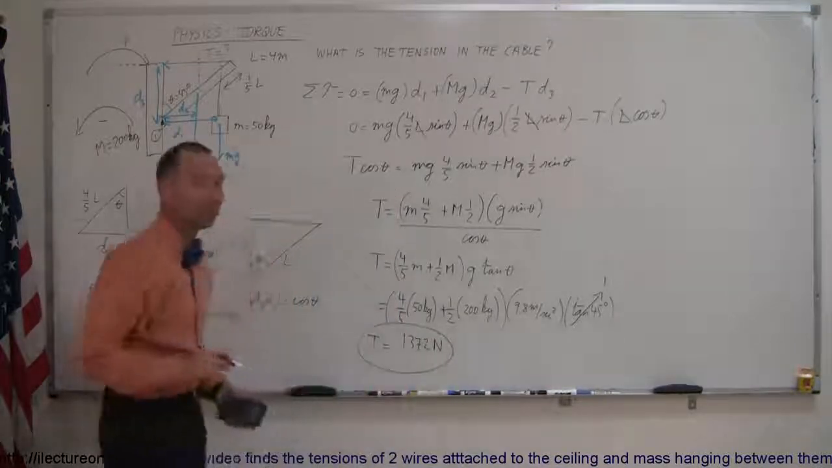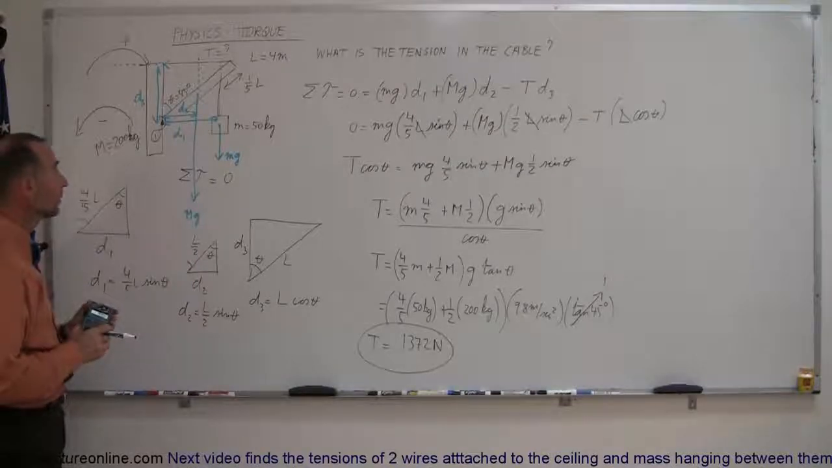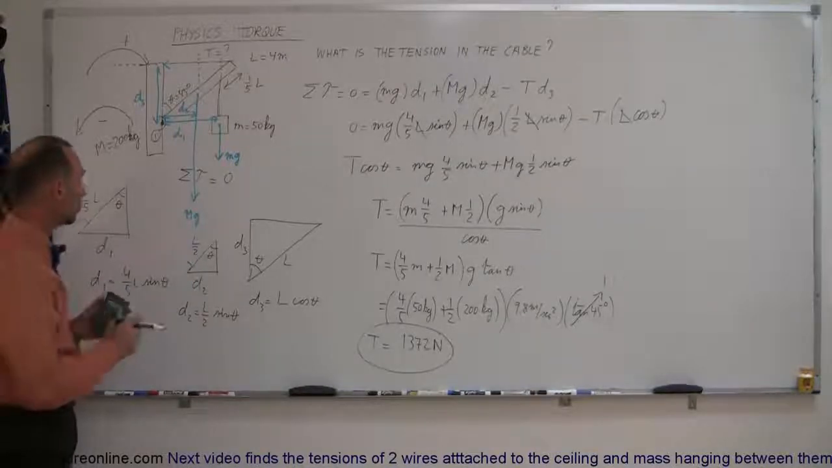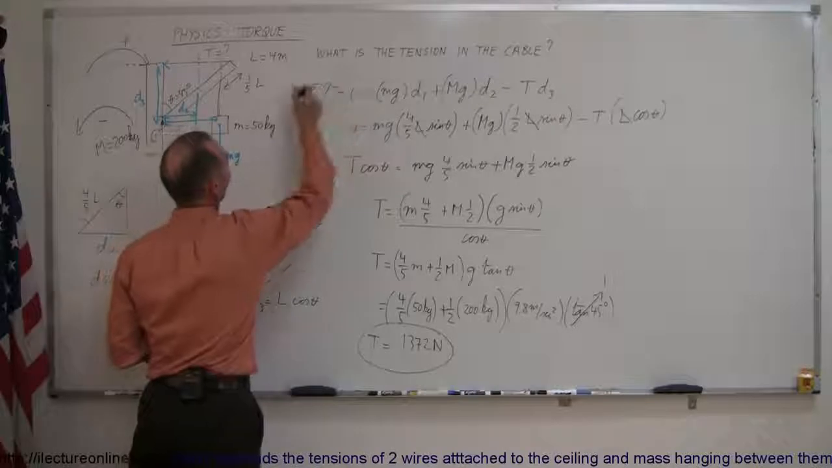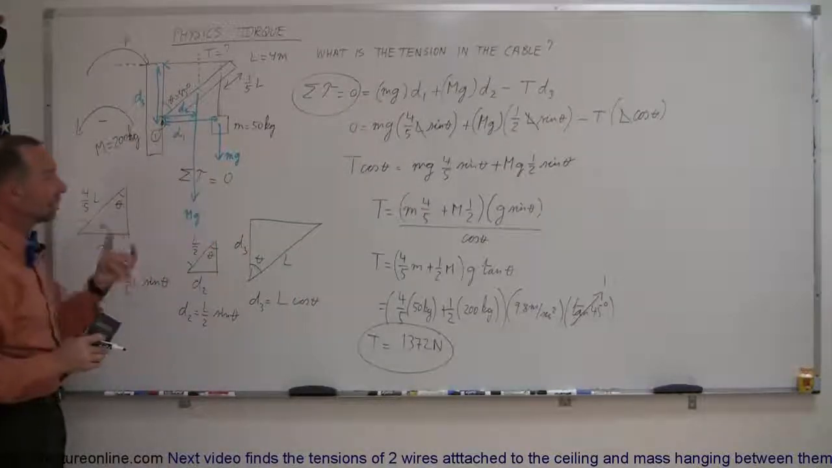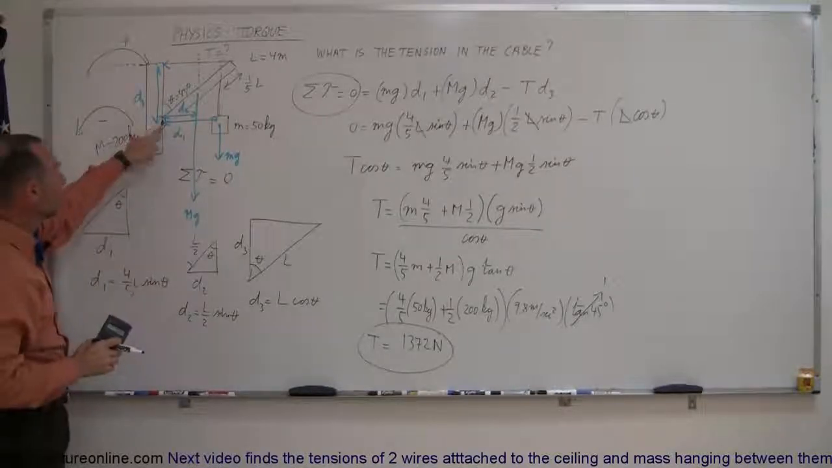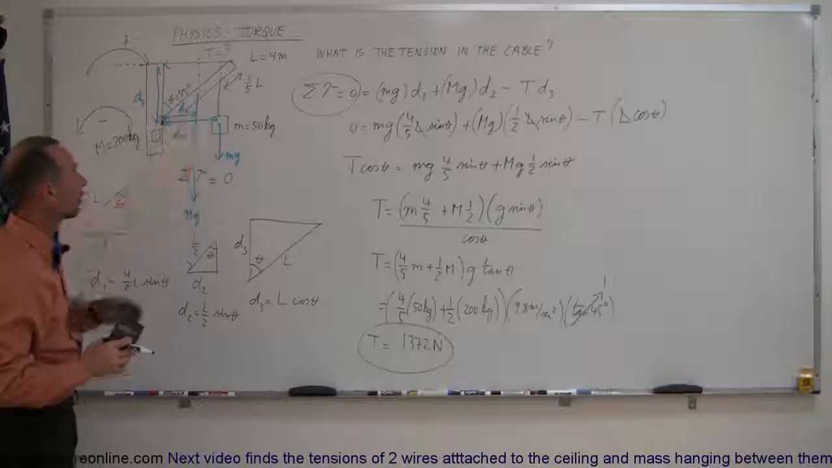And that's the answer. And that's how you do a problem like that. So again, to summarize, you know that this is a statics problem. You're going to use the principle that the sum of the torques add up to 0. Then you have to find each of the torques, which is the force multiplied by the perpendicular distance, the distance from the pivot point to the line of action, the perpendicular distance.